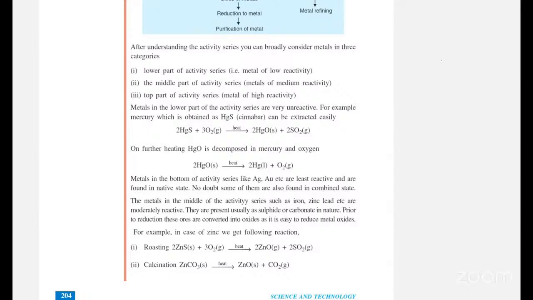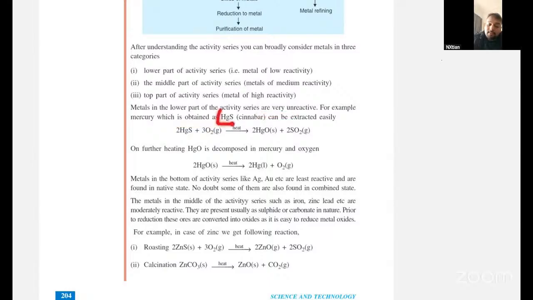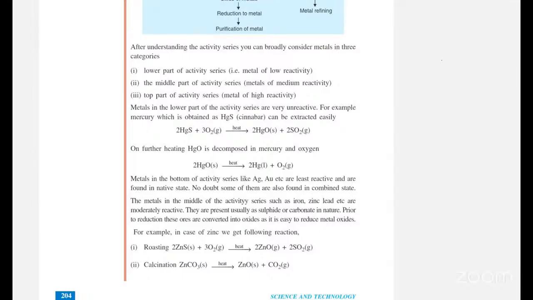For example, mercury, which is obtained as HgS, also called cinnabar. Remember this name. In an MCQ, they can ask you how cinnabar is extracted. Cinnabar is extracted by the process of roasting, because cinnabar has S, meaning HgS is a sulfide ore, and sulfide ore is extracted by the process of roasting. Got it, guys? Yes or no?